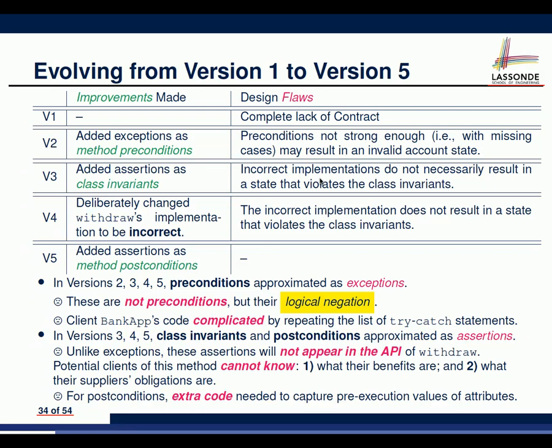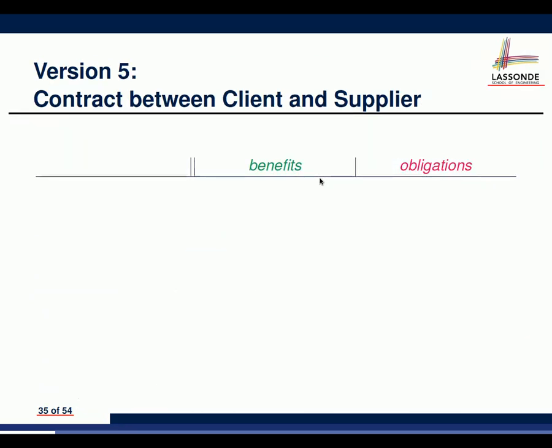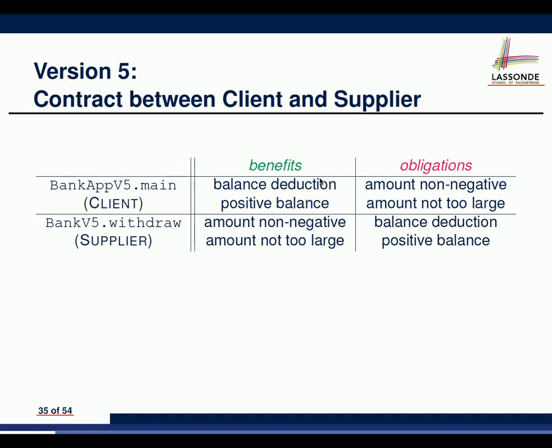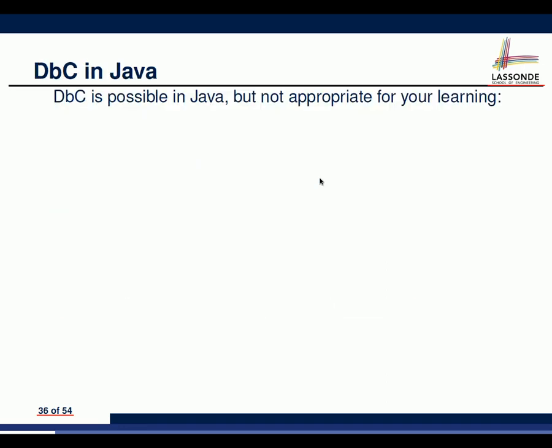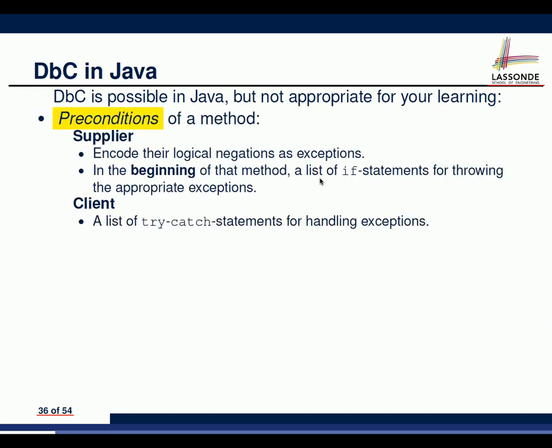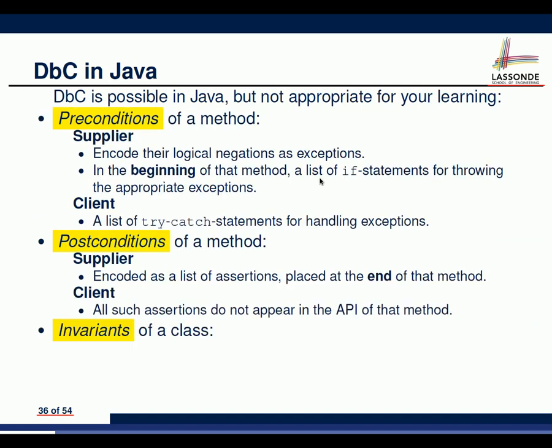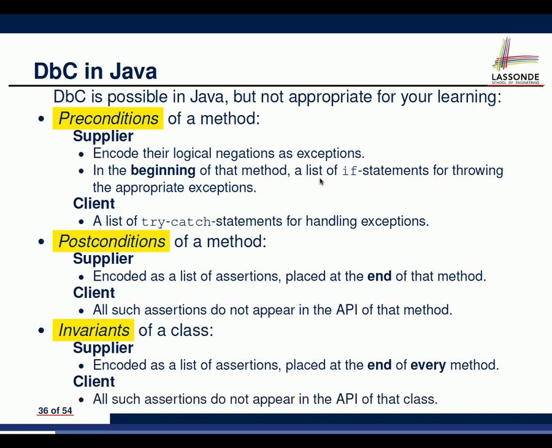Good. After this, you can still look at the table over here to talk about benefits and obligations, which we also talked about the other day, between the client and supplier. I'll leave you to that too. Again, this is the summary of precondition, postcondition and invariants. Again, I don't need to repeat. Everything has been said.